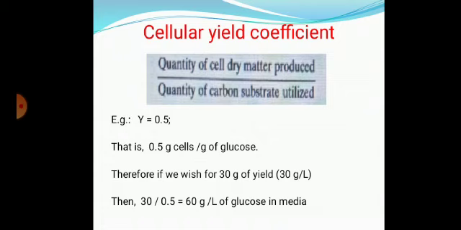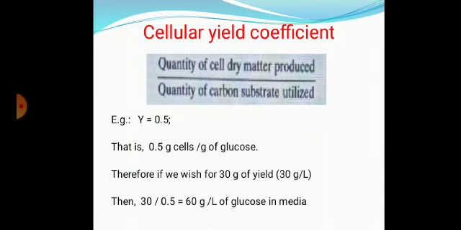See, this heading may come for just 3 marks also. What is cellular yield coefficient? It is represented as Y, capital letter Y. Y is equal to quantity of cell dry matter produced divided by quantity of carbon substrate utilized.